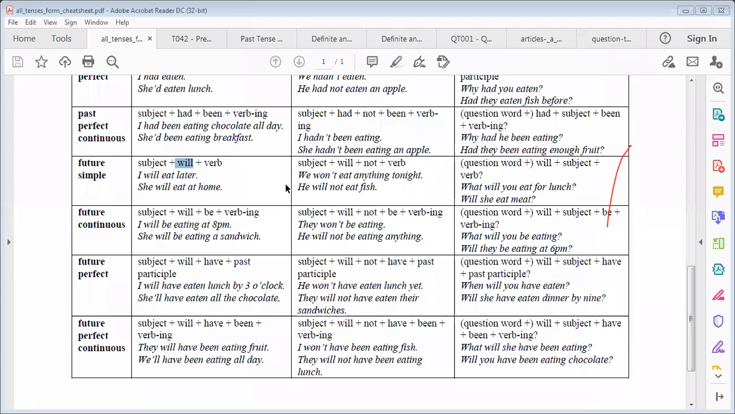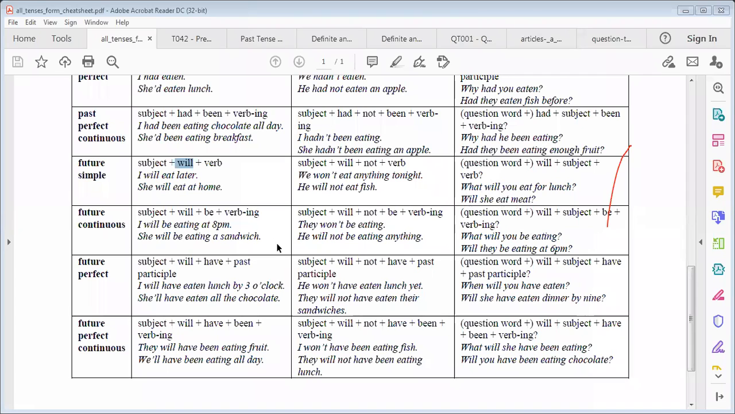Now, negative sentence. How will you form a negative sentence? Subject plus will plus not plus verb. Okay, this is the negation. We won't eat anything tonight. He will not eat fish. Question: we have question word plus will plus subject plus verb. So, what will you eat for lunch? Or will she eat meat? So see, she will eat meat. Swap the places of subject and verb, you get a question. Will she eat meat?